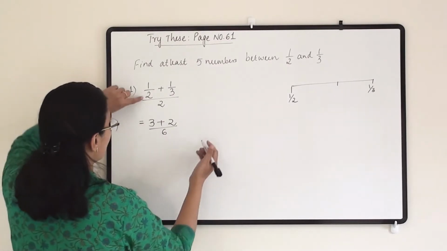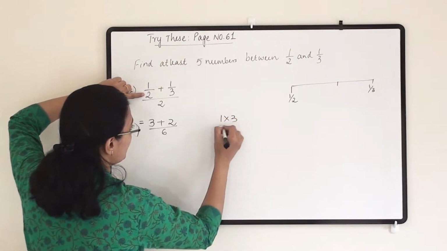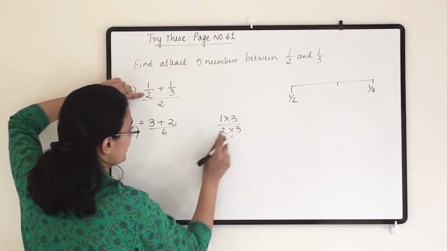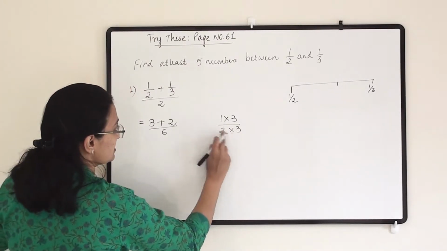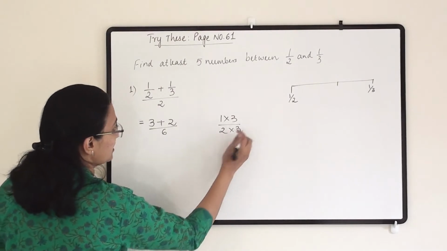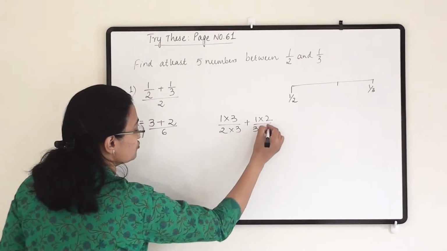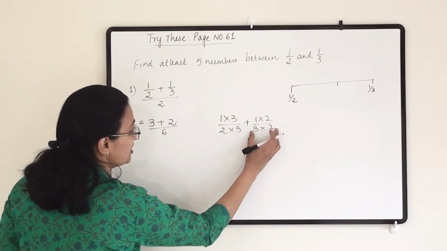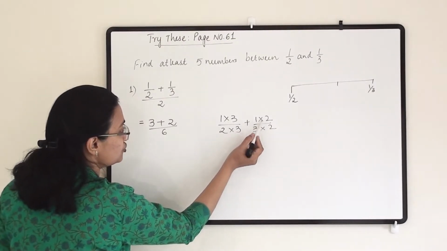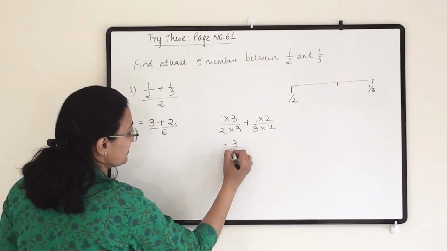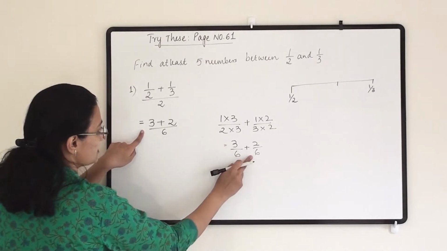How did I get this? Here I am making the denominator equal. So here I will get 1 into 3 divided by 2 into 3, because I want to make this 6. The LCM is 6, so I want to make this denominator 6. So 1 into 3 divided by 2 into 3 plus 1 into 2 divided by 3 into 2, because I want 6 as the denominator. Whatever number I multiply in the denominator, the same number I multiply in the numerator. So here I will get 3 by 6 plus 2 by 6. That is how I got this.